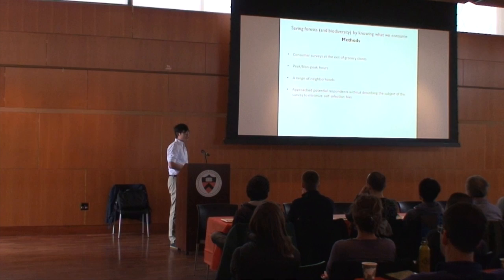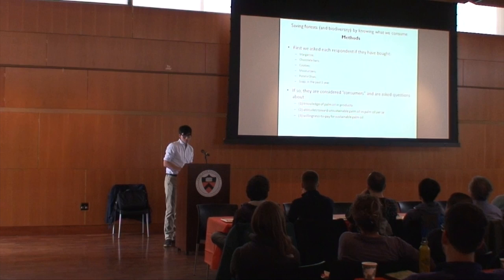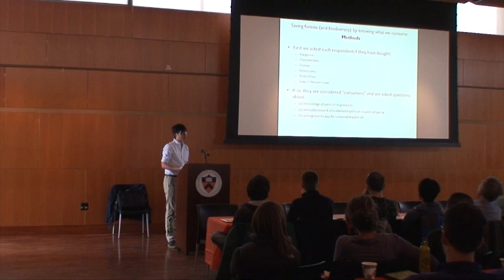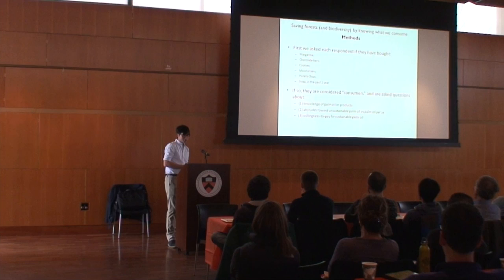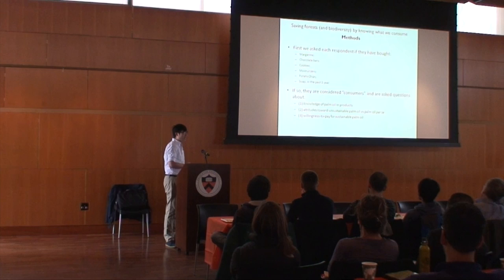So first, we asked each respondent if they bought margarine, chocolate bars, cookies, moisturizers, potato chips, and soap. These are all products that are known to contain palm oil. If so, we call them consumers, and they were asked questions about their knowledge of whether these products contain palm oil, what their attitudes are towards sustainable versus unsustainable versus palm oil with no indication of sustainability, and what their willingness to pay is for products containing sustainable palm oil.